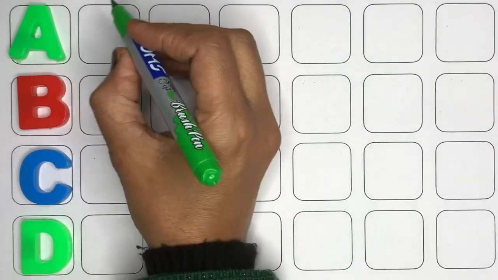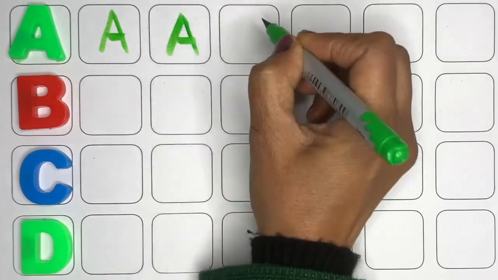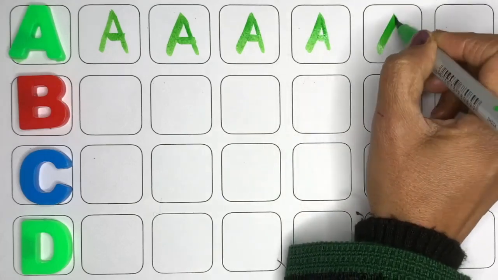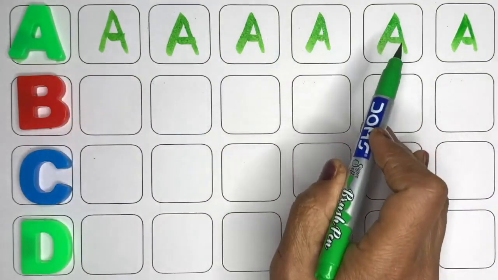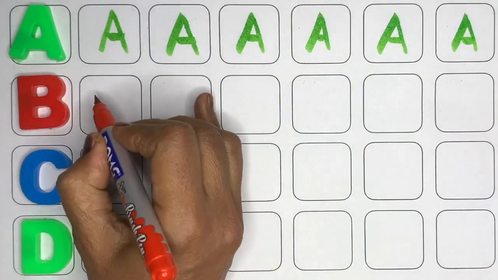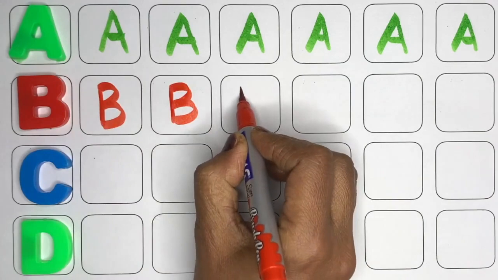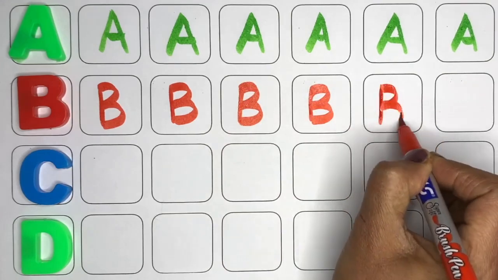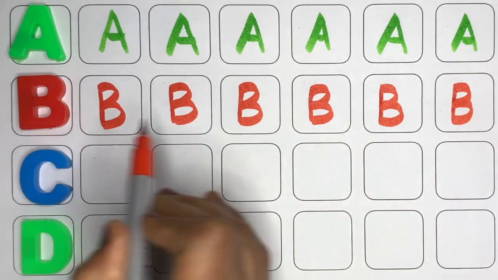Blue. A for apple. A. Parrot green color. B for ball. Red color.